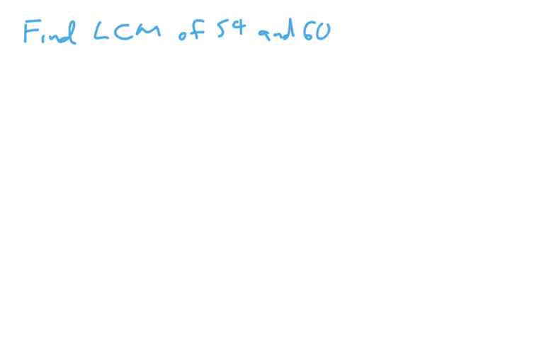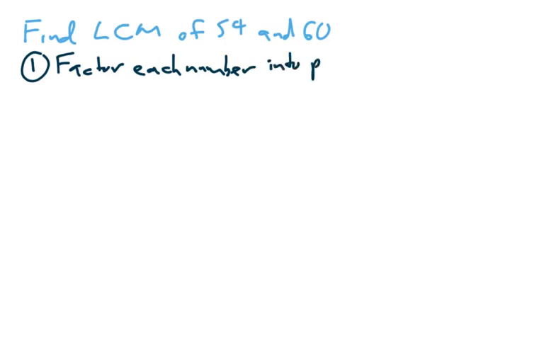Fortunately, there's a nice and simple way to do this that we can take step by step. Let me put those steps in black. First of all, first thing we're going to do is factor each number into prime numbers.